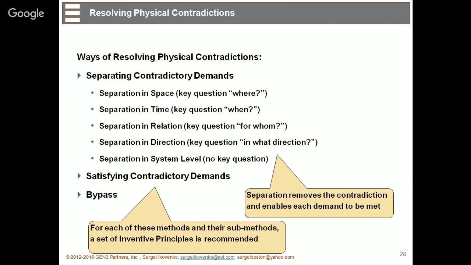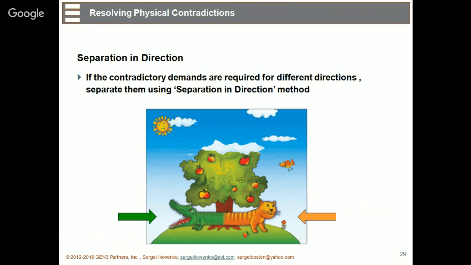And depending what direction we choose, separating in space or separating in time, or at the system level, there are several inventive principles that are specifically recommended for that or another direction. And again, we use the inventive principles to brainstorm around the solution. So we will spend specific time discussing new stuff, separating contradictory demands in directions, and inventive principles that are the most efficient for separating contradictory demands in directions.